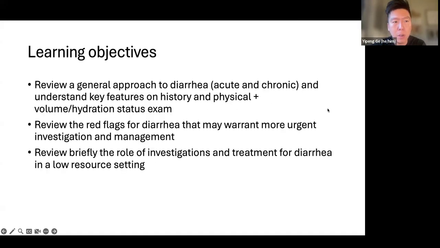Here are some of the learning objectives I put together. To review a general approach to diarrhea, acute and chronic, and to understand key features on history and physical, as well as a volume and hydration status exam. Review the red flags for diarrhea that may warrant more urgent investigation and management, and review briefly the role of investigations and treatment for diarrhea in a low resource setting.